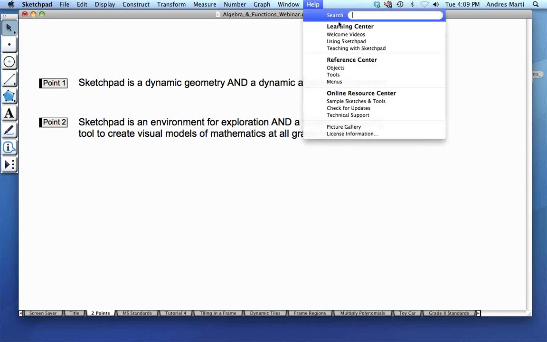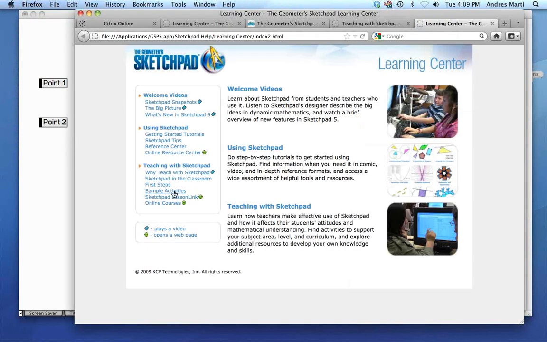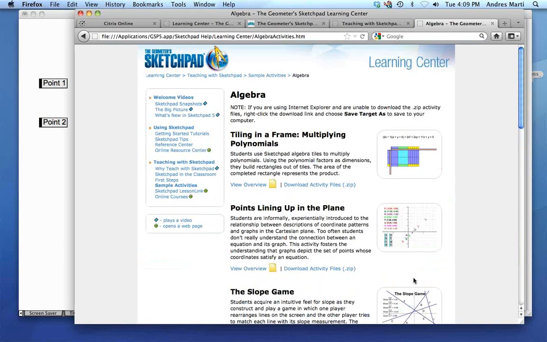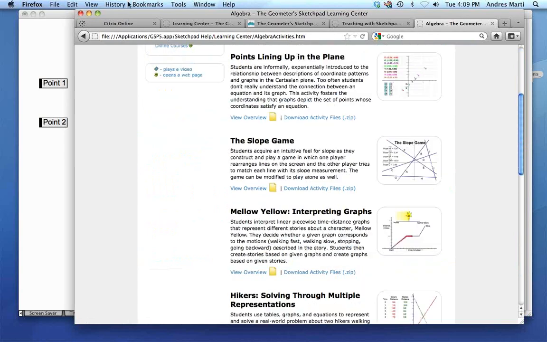So again, not to be overly redundant here, but when you go to these sample activities, when I'm talking about pre-made models, I'm talking about things like tiling in a frame. That's a pre-made model. Or Mellow Yellow is another one we'll go look at. So they're ready to go.